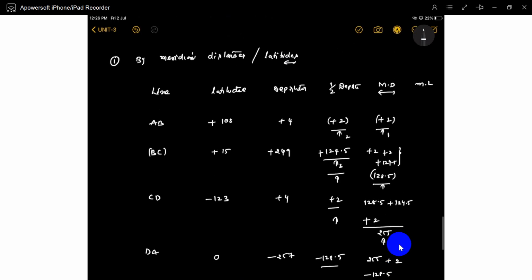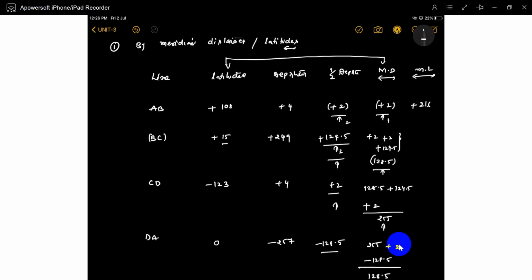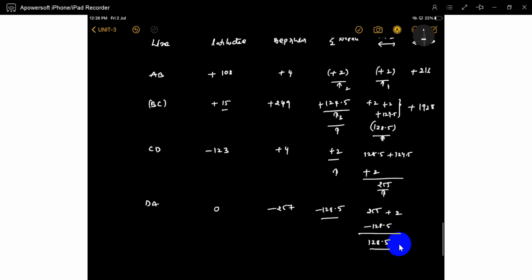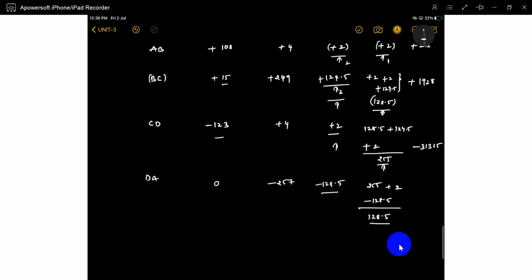So now what is the area? Area is meridian distance multiplied with longitude. So first it is 2 plus 1, it's 216, positive. Next it's 15 multiplied with 128.5. What is that? 1928. Okay. Next, 255 multiplied with 123. What is that? Negative, it is minus 31,365. So last is multiplied with 0.